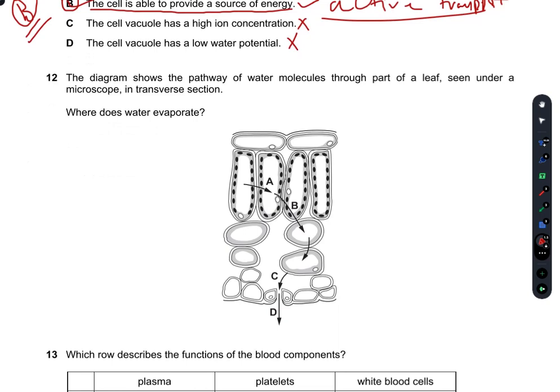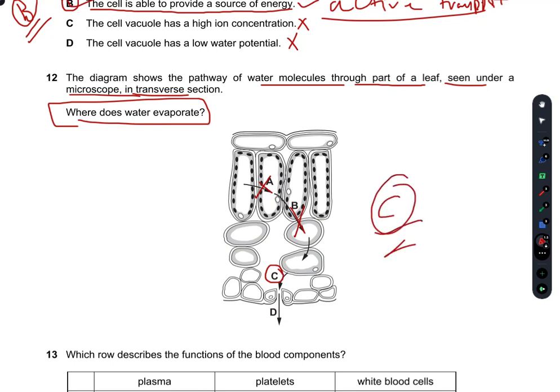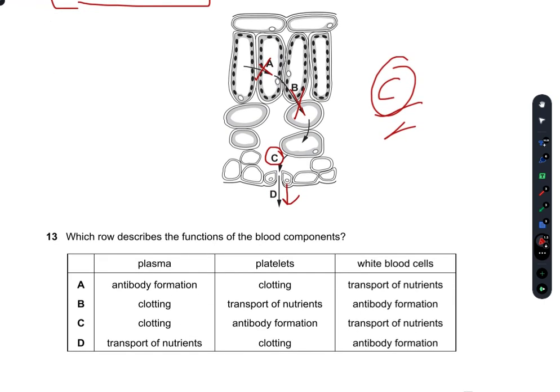The diagram shows the pathway of the water molecules through part of a leaf seen under a microscope in a transverse section. Where does the water evaporate? It doesn't evaporate in the mesophyll cell, doesn't evaporate in the B. It evaporates in the intercellular spaces. Yes. So C is the right answer, and then it goes out through D.